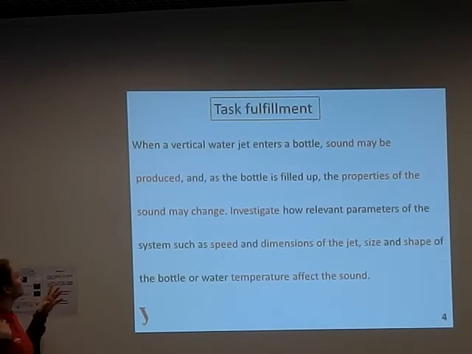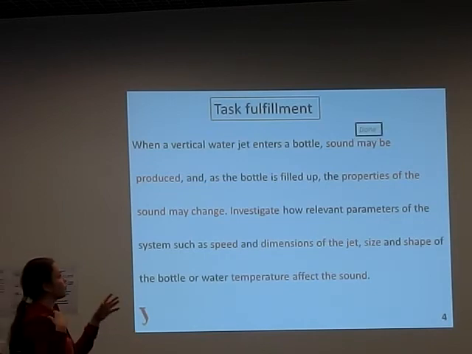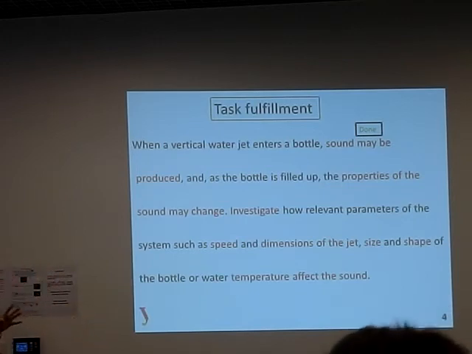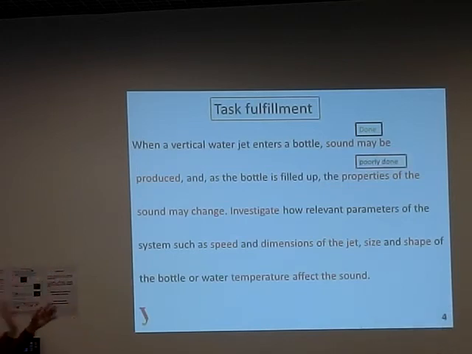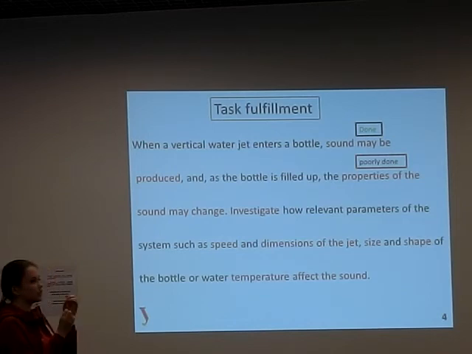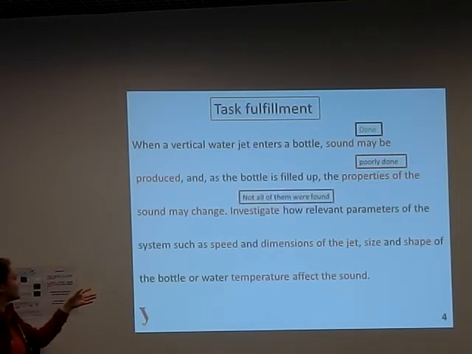So regarding task fulfillment, we understand that it's not so okay. We see that the sounds may be produced. We saw that the proper frequency, so the sound, may change. It was done, we see that it changes, but we don't understand why. We can see the investigation of the problem.